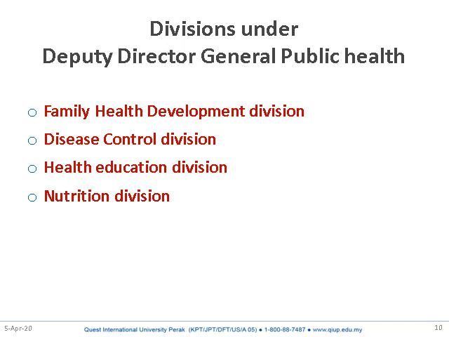Divisions under Deputy Director General of Public Health. Okay, Deputy Director General of Public Health has 4 divisions under him or her. Family Health Development Division, Disease Control Division, Health Education Division and Nutrition Division. These are the 4 divisions.